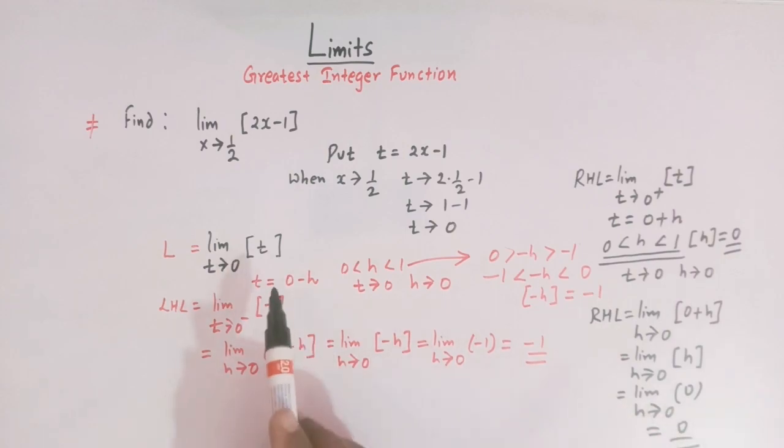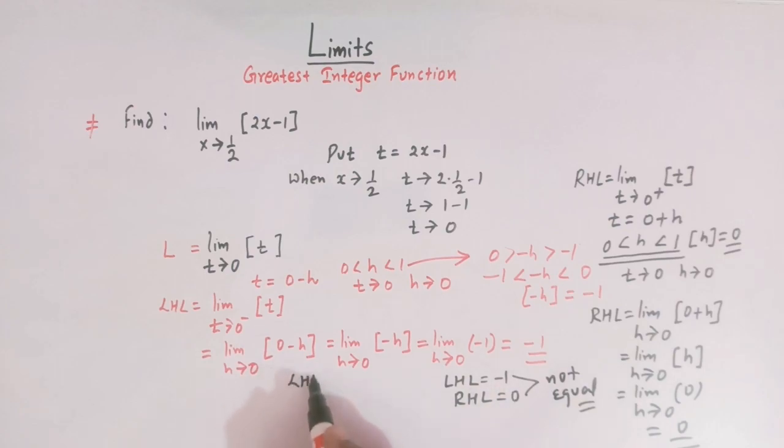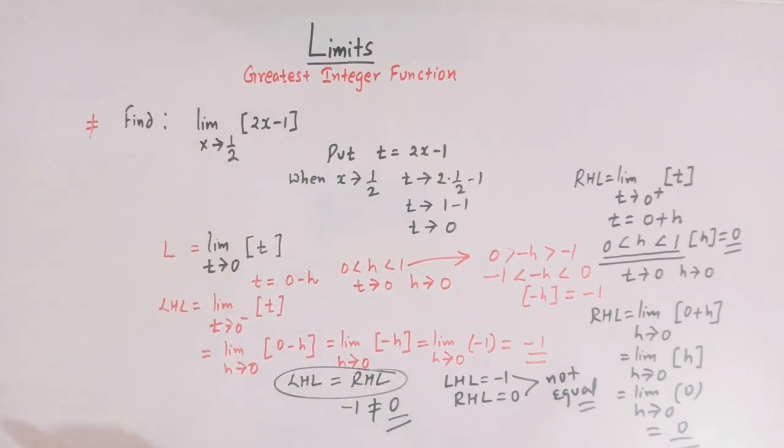So we see that the left hand limit is equal to minus 1, and the right hand limit is equal to 0, and these two limits are not equal. From the definition of the limit of a function, we know that if the left hand limit exists and is finite, and the right hand limit also exists and is finite, and both the limits are equal, then the limit of the function exists. Here minus 1 is not equal to 0, so we conclude that this limit does not exist.